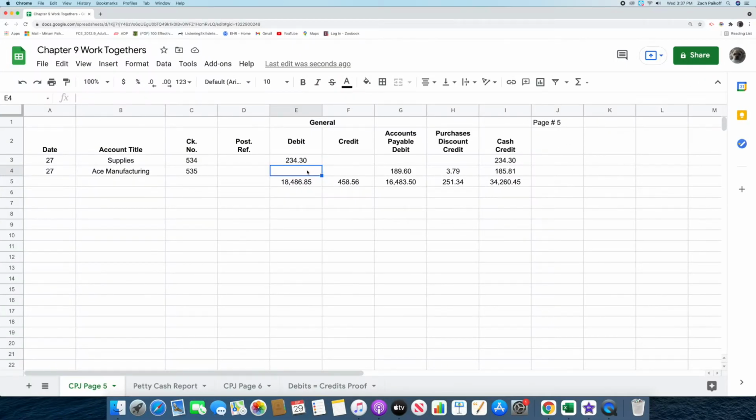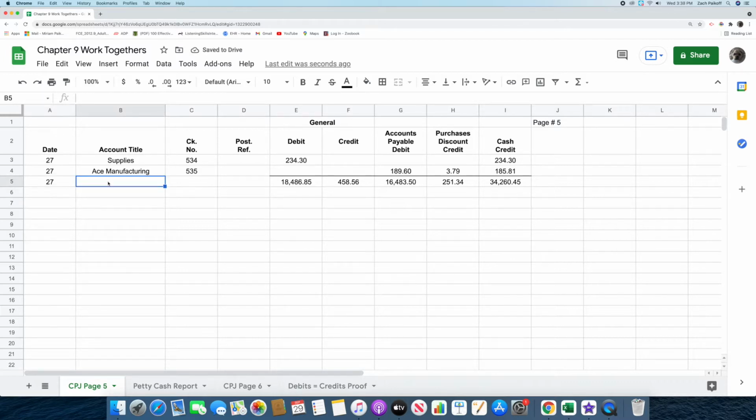Alrighty, so now we're going to be moving on to the 9-3 work together, in which we will be performing additional cash payments journal operations. So the first thing that we're going to do is draw a single line rule here for page 5 of the cash payments journal. Next, we're going to put in the date, which is March 27th, in the date column.